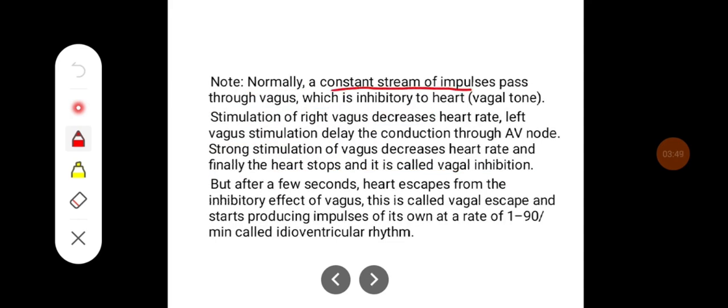Normally, a constant stream of impulses pass through vagus, which is inhibitory to the heart, which is also called vagal tone. Stimulation of right vagus decreases heart rate. Left vagus stimulation delays the conduction through AV node.